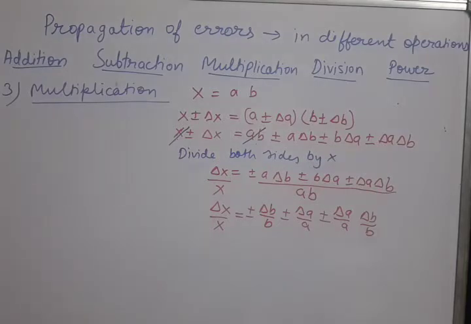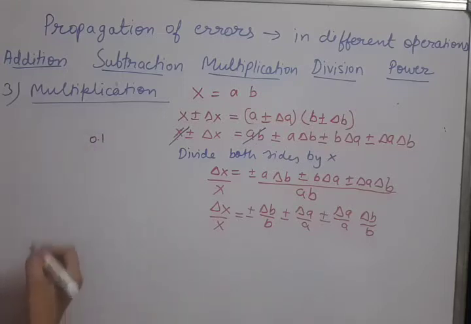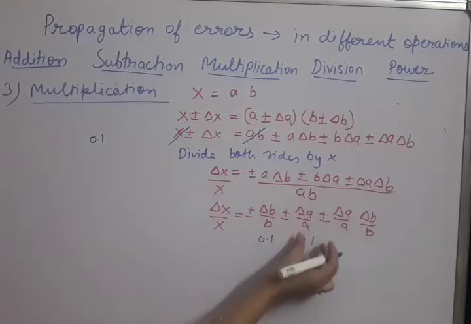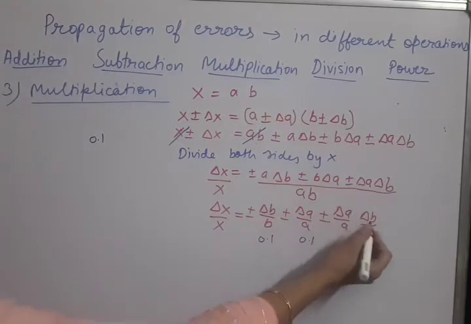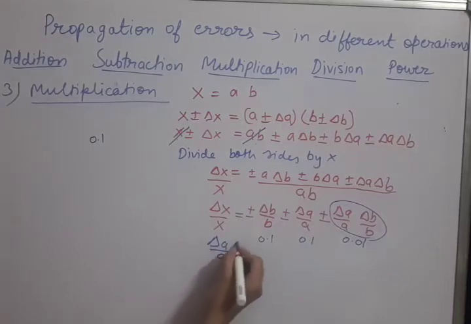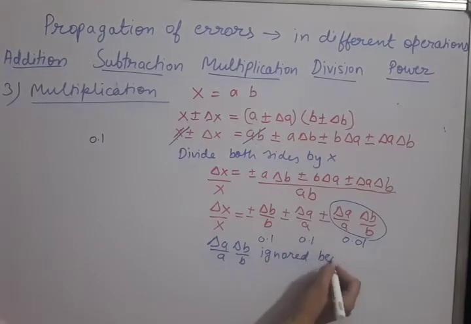Now here one last approximation we will apply. Since delta a, delta b all are errors, suppose errors are in 0.1. So suppose this term is 0.1, this term is 0.1. So here multiplication of two 0.1s are appearing. So it will become 0.01. So that's why this term will become very small, so we will neglect it. So we will be writing delta a by a and delta b by b term is ignored, being small.